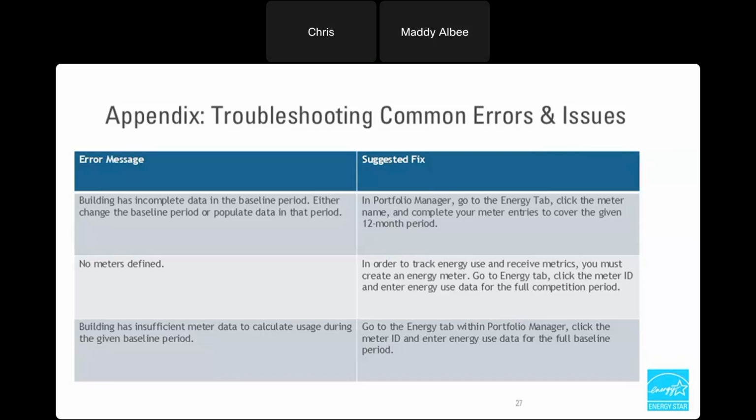The second error message is that no meters are defined. In order to track energy use and receive your metrics, you should create an energy meter in the Energy tab. You would click the meter ID and enter the appropriate energy use data for those 12 months. You also might receive the error that the building has insufficient meter data to calculate the usage during the given baseline period. If that's the case, you would go to the Energy tab again, click on the meter ID, and then enter in the correct energy use for those 12 months.